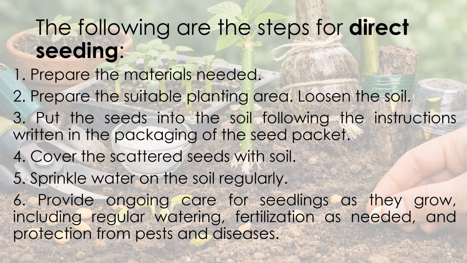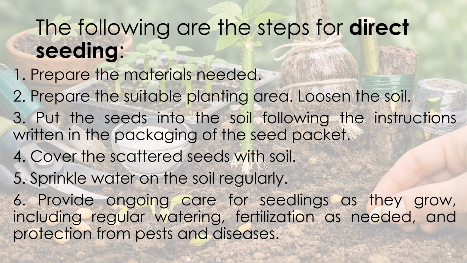Here are the steps we follow. First, prepare the materials needed. Gather your seed packets, hand trowel, and suitable soil so everything is ready before you begin. Second, prepare the suitable planting area. Choose a location with good sunlight and loosen the soil to make it airy, which helps seeds germinate easily. Third, put the seeds into the soil. Follow the instructions in the seed packet for depth and spacing, since different plants have different requirements.